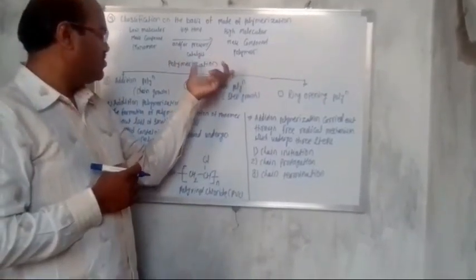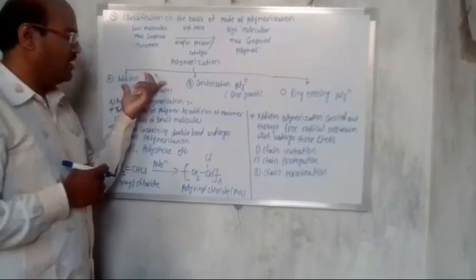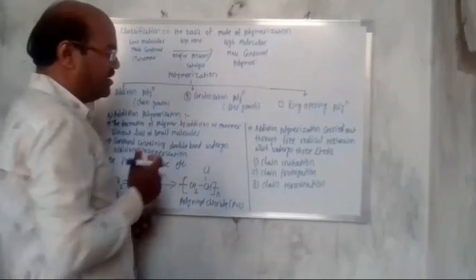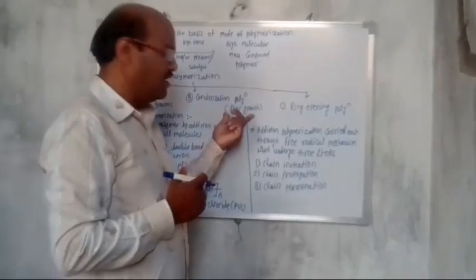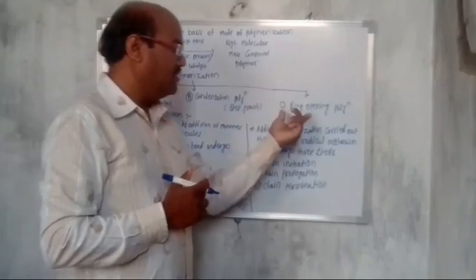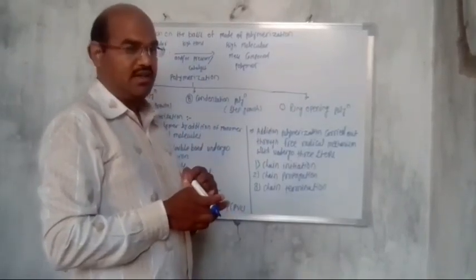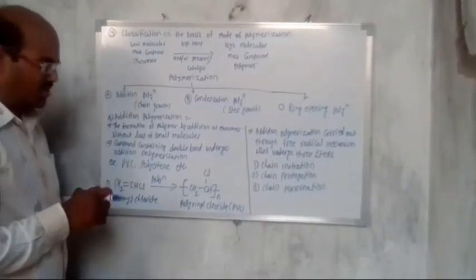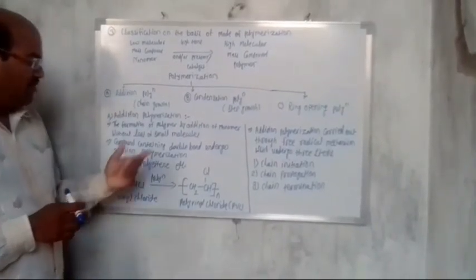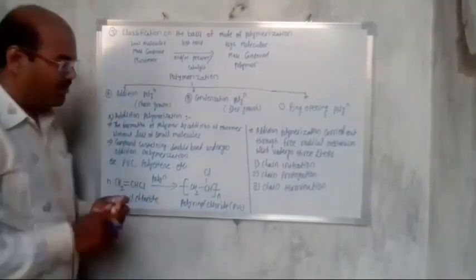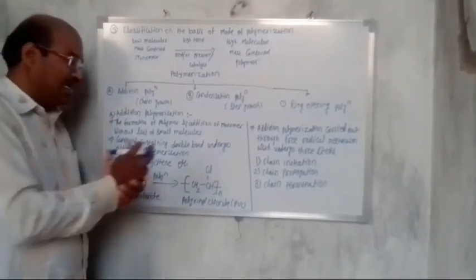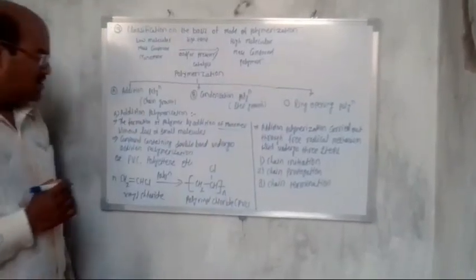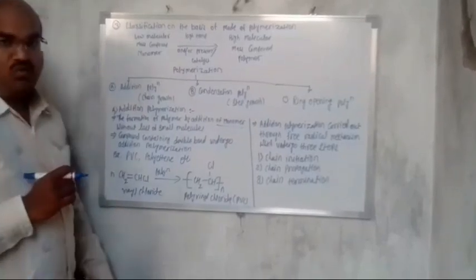The polymerization processes are of three types: addition polymerization, also called chain growth polymerization; second, condensation polymerization, also called step growth polymerization; and third, ring opening polymerization. We discuss first the addition polymerization process. In addition polymerization, the polymer is formed by the addition of monomers without loss of a small molecule.